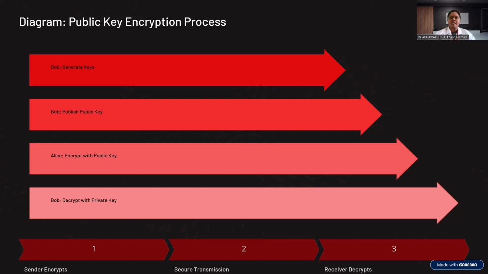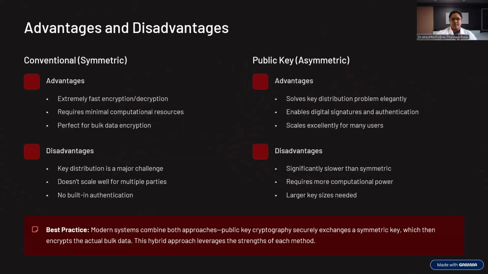So this is what happens in the public key encryption process. This is like the sender encrypts, secure transmission, and the receiver decrypts. So this is the process that takes place here in the public key encryption process.